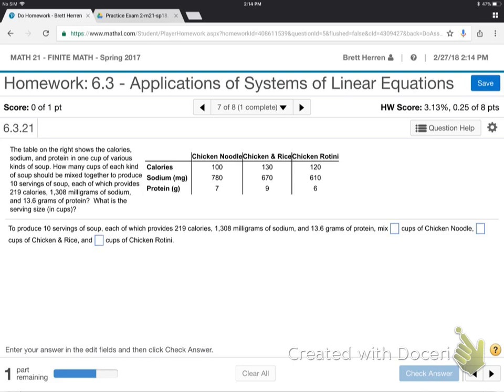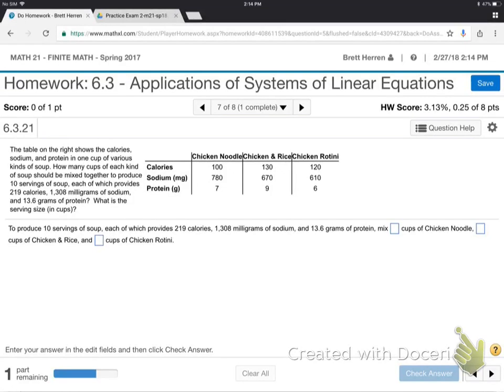I'm confused. Why are they talking about serving sizes and cups? I think I remember that. I don't like this problem now. They do something funny with serving sizes and cups. How many cups of each? What is the serving size in cups? What are they talking about? Do you guys understand that?